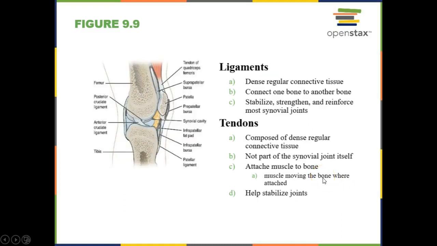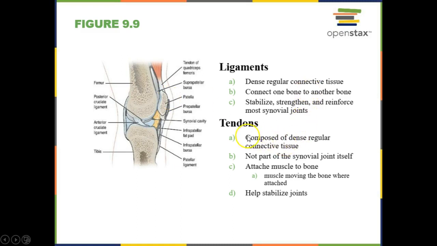Associated with our synovial joints, we have ligaments and tendons. Ligaments are dense regular connective tissue that attaches bone to bone. And so here's an example of a ligament. They attach one bone to another bone. Tendons are dense regular connective tissue that attach muscle to bone. And again, these also help to stabilize joints. Both of these stabilize joints.